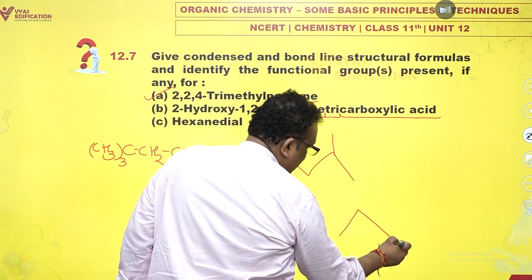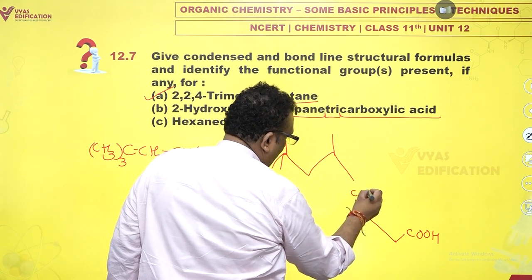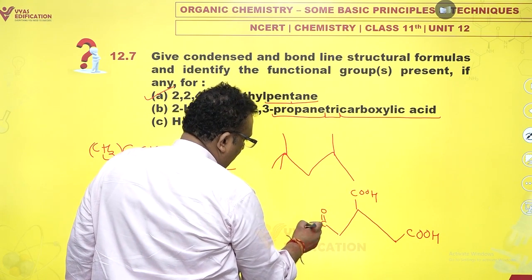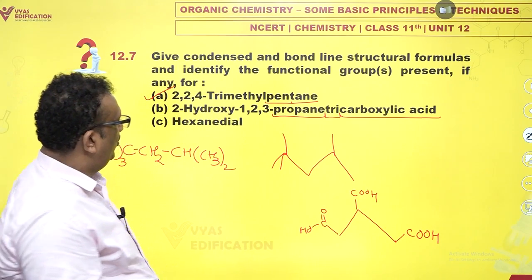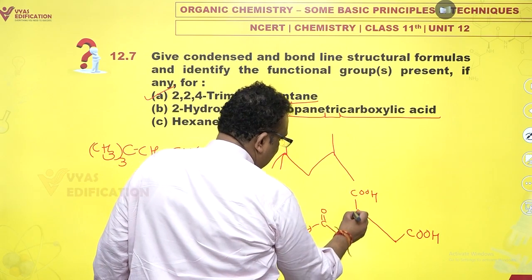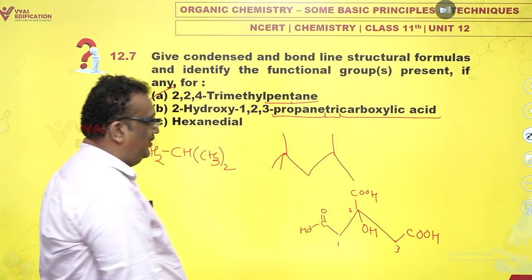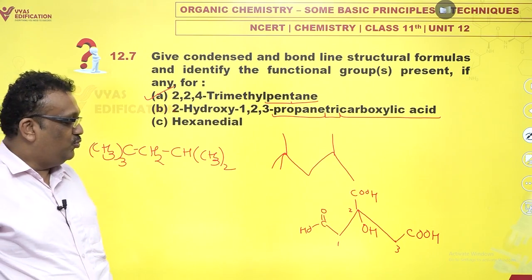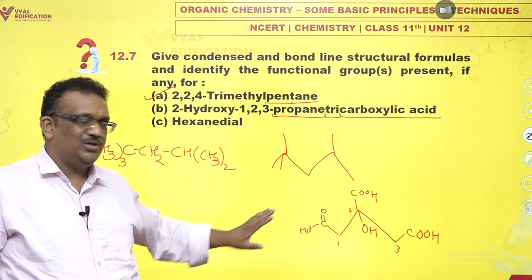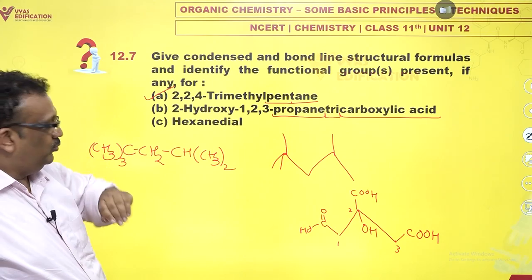So, I will take COOH, COOH and COOH. And I have 2 hydroxy. So if this was 1, this is 2, this is 3, so 2 also has OH. Fascinating. So what is this? Is this bond line notation? Not exactly, but I've just written this for my reference. Now I'll write down the condensed and bond line both.